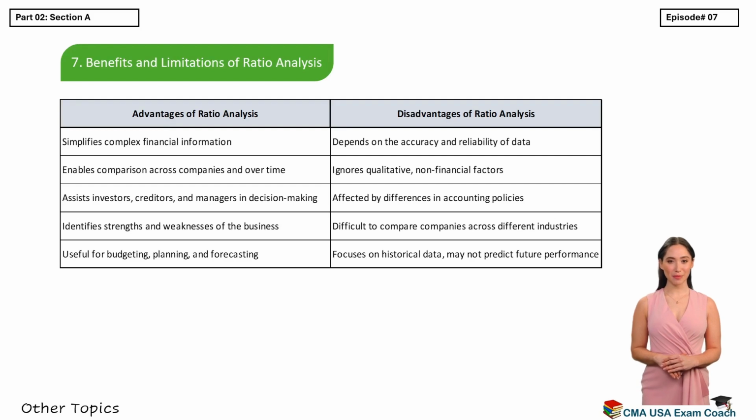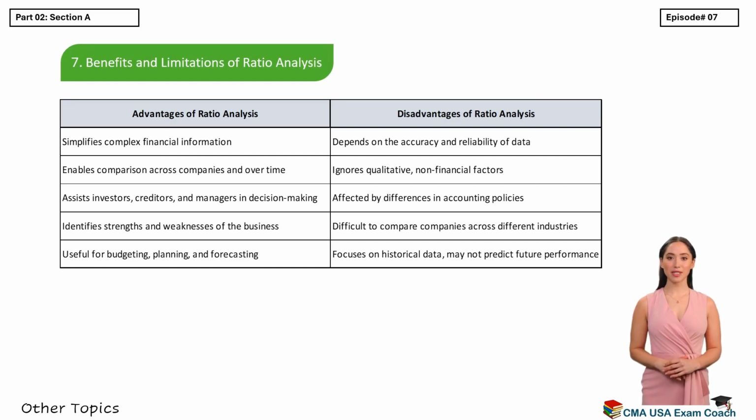First, depends on reliable data. Ratios are only as good as the quality and accuracy of the financial statements they are based on. Manipulated or outdated data can give misleading results. Second, ignores qualitative factors. Ratios focus only on numbers and do not capture non-financial aspects like employee satisfaction, management quality, or brand reputation. Third, affected by accounting policies. Different accounting methods, such as inventory valuation methods or depreciation techniques, can distort ratio comparisons between companies.